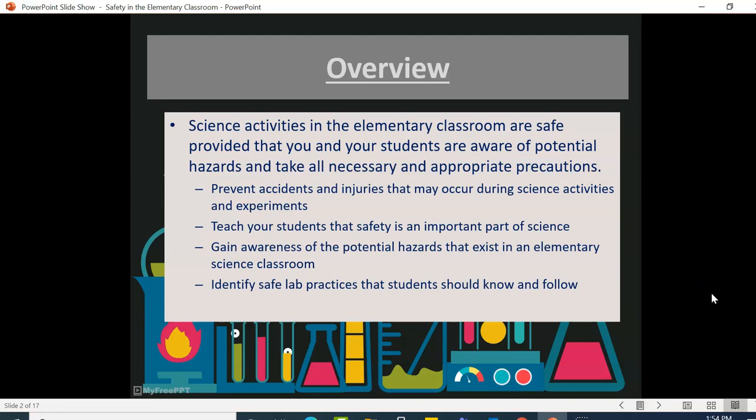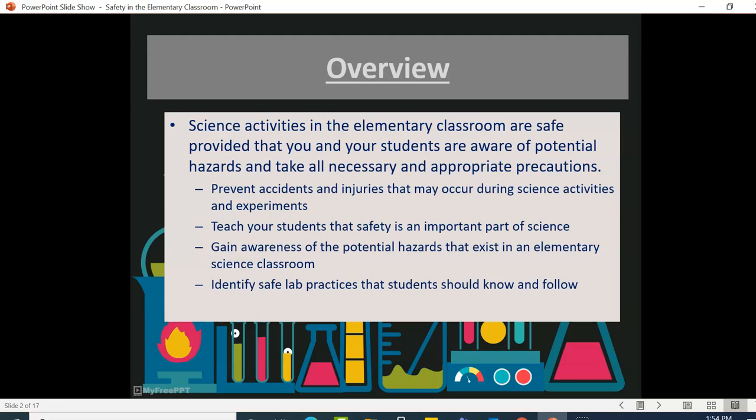Science activities in the elementary classroom are safe provided that you and your students are aware of potential hazards and take all necessary and appropriate precautions. By modeling safe lab practices and instructing your students to do the same, they will not only avoid injury now, but they will also be better prepared for lab experiences in the upper level science classes.